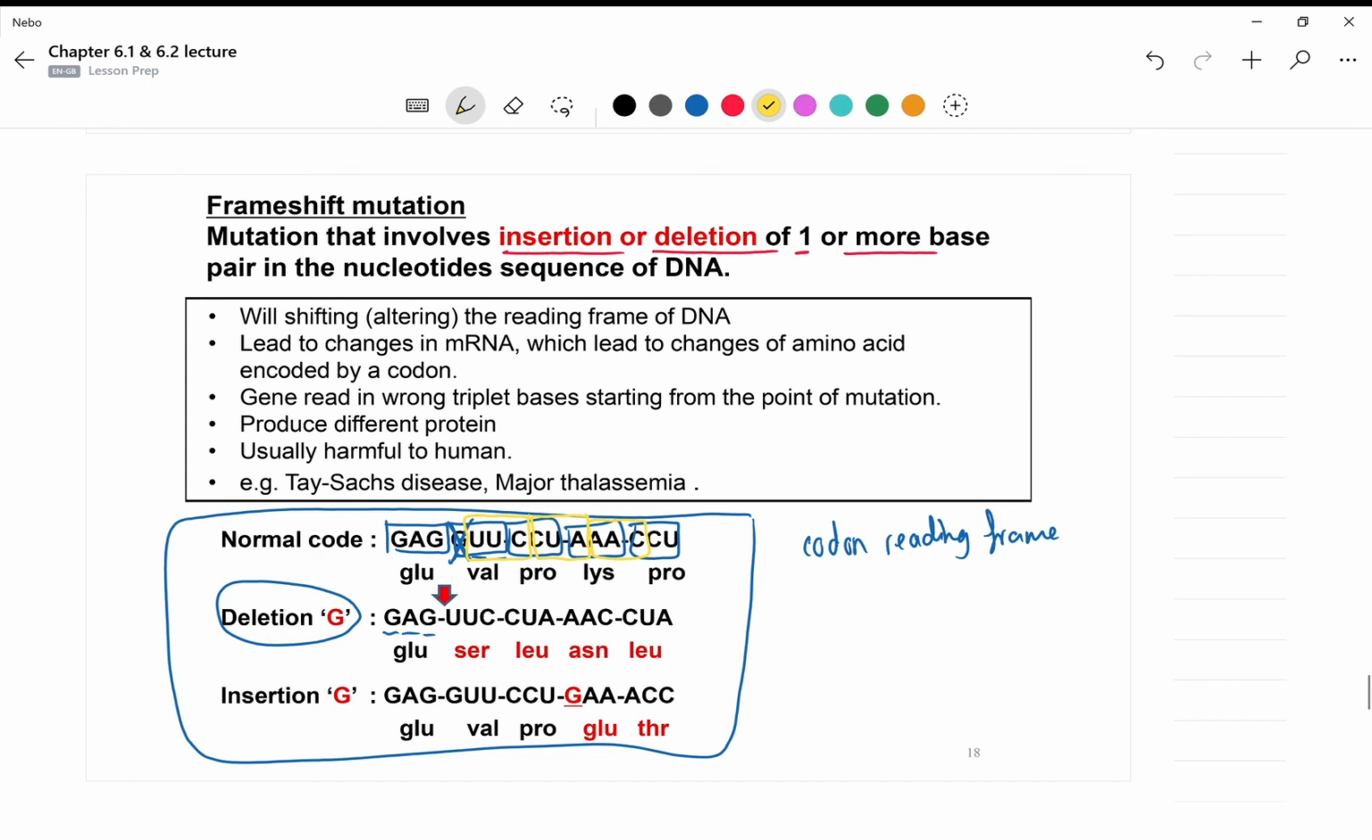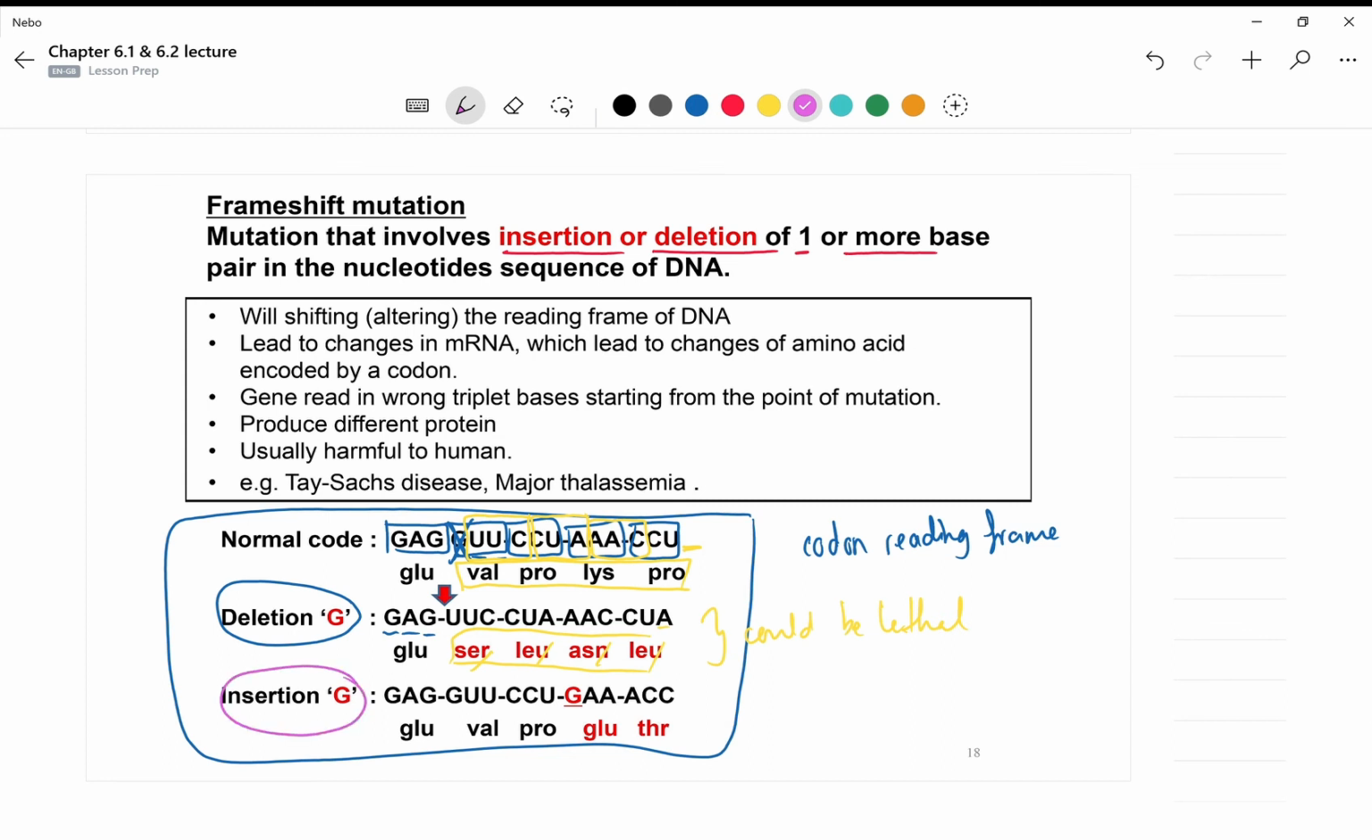Okay. So bila kita ubah begini, maka pembacaan codon akan berubah bermula dengan UUC, CUA, AAC, CU, yang ini tambahan di sini A. Okay, akibatnya all of the amino acids will change. This is what we were supposed to get, but this is the resulting. So all of the amino acid semuanya sudah berbeza-beza.